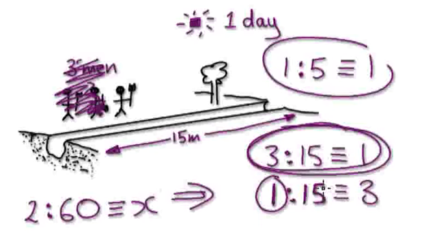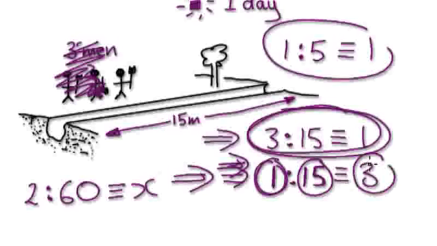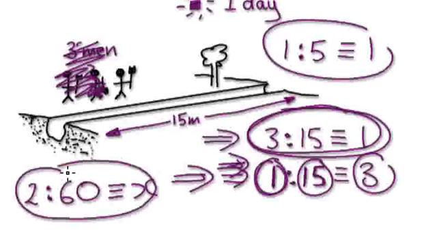Anyway, we started here, and then we got to here. So one person would take 3 days to dig 15 meters. Now let's increase it. At the moment we've got one person takes 3 days to dig 15 meters. So 1, 15, 3. We want to get to this stage here.